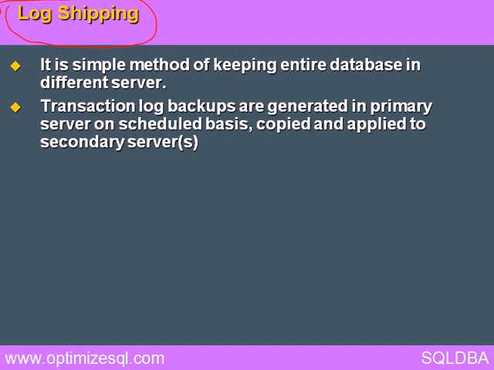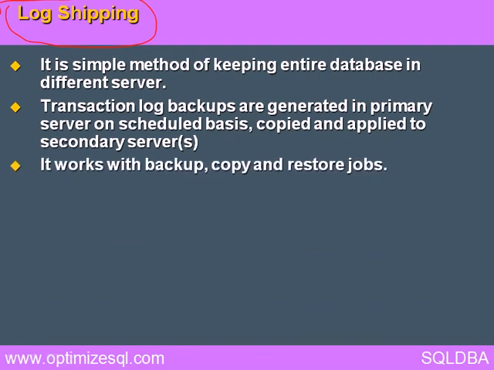Suppose I configure log shipping on 3 databases. How many backup jobs? 3 backup jobs or only 1? 3 backup jobs. Why? Because log shipping is a database level feature, not server level. Separate 3 copy jobs, 3 restore jobs. That is how log shipping works. Internally, the jobs are created automatically. Observe here, it works with backup, copy and restore jobs.